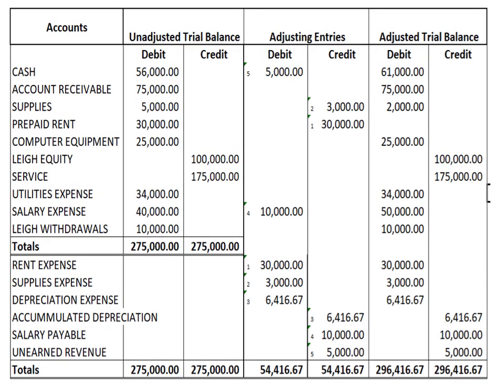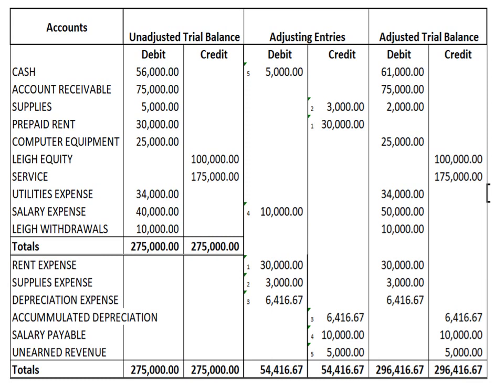So, here we go. For cash, we have 56,000 plus the error of 5,000, so we have 61,000 debit. For accounts receivable, no new adjusting entry, so it's the same 75,000. For supplies, the ending is only 2,000 and we see that it's only 2,000. For prepayment, no more prepayment because all were already consumed. For computer equipment, we have 25,000. For Lay equity, it's still 100,000, no adjusting. For service revenue, it's still 175,000, no adjusting, because take note, the unearned revenue is still a liability.